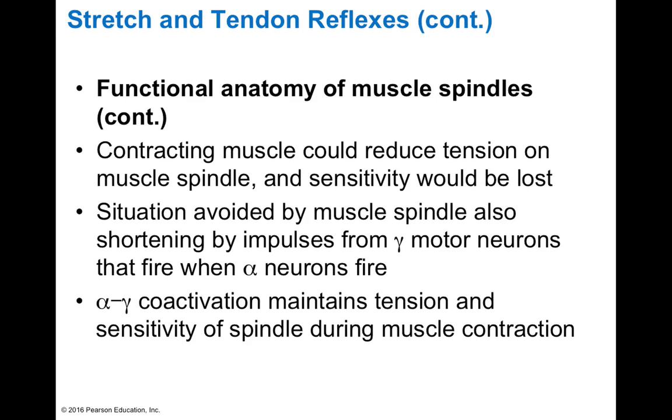If you think about how every time you contracted a muscle, if your nervous system lost its information about the length and the tension on that muscle, you wouldn't have very good reflex control. So this situation is avoided because when the muscle spindle is shortened from the gamma motor neurons, they actually simultaneously fire with alpha motor neurons. So we talk about alpha-gamma coactivation that maintains tension on both intrafusal and extrafusal muscle fibers during a muscle contraction.